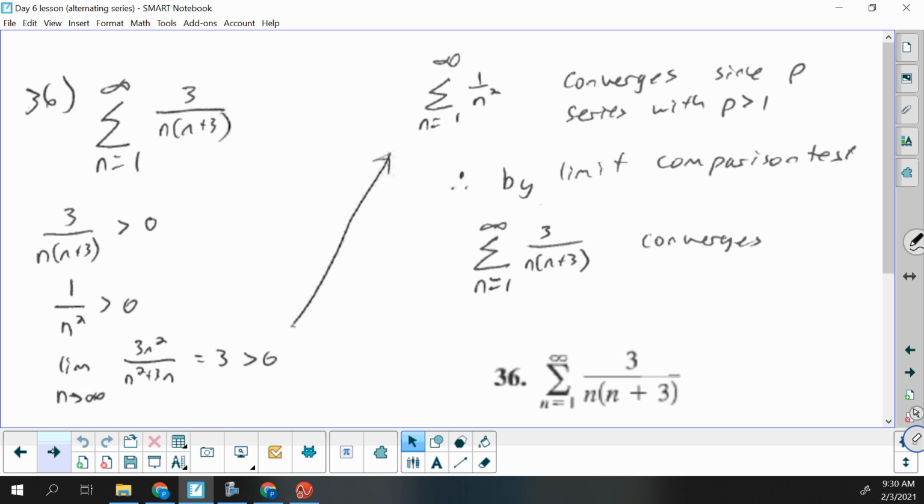For 36, I had used up all of my options, so I could use any one I wanted, so I just did limit comparison again, compared to 1 over n squared. You got 3 when you did your ratio of the leading coefficients. 1 over n squared is a p series with p greater than 1, so it converges, therefore the original series converges by limit comparison test.